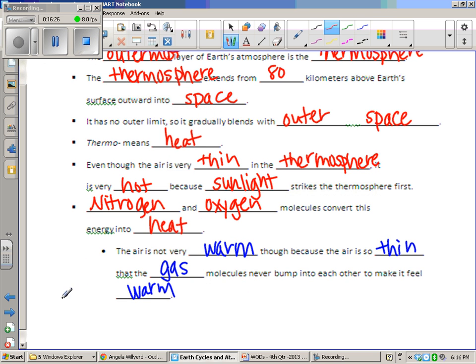Okay, so we know that the temp is hot and this layer feels, okay, how does it feel? Cold. Okay, and that's because the air is so thin, the gas molecules never bump into each other to really make it feel warm. But the temperature, it's going to register as very hot, up to 1800 degrees Celsius.